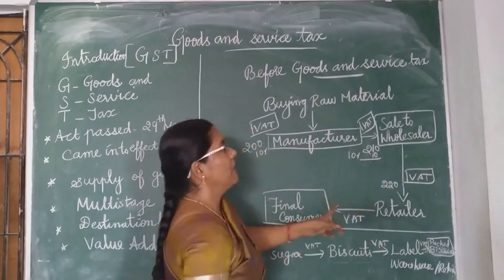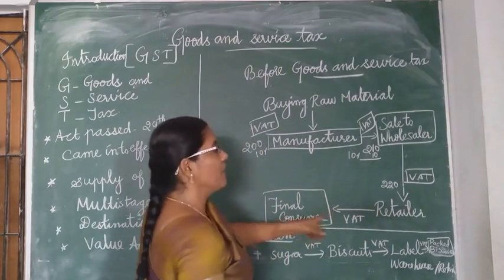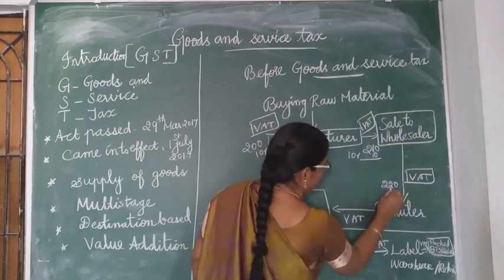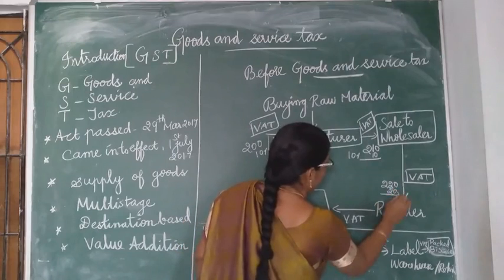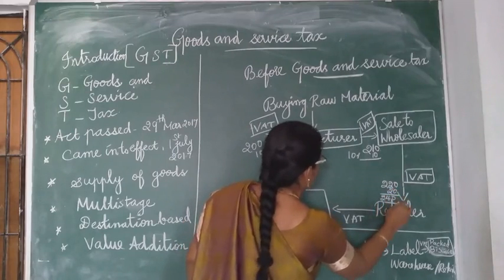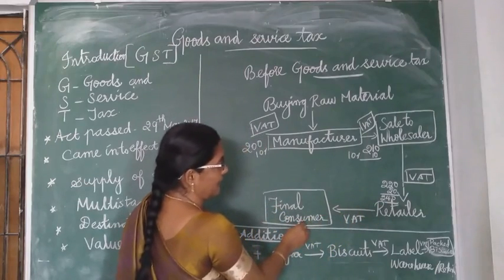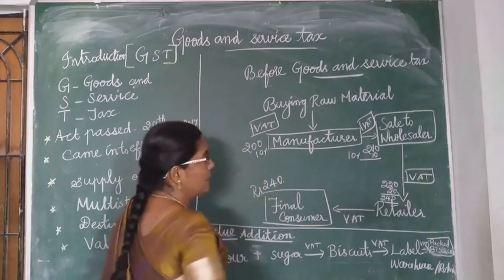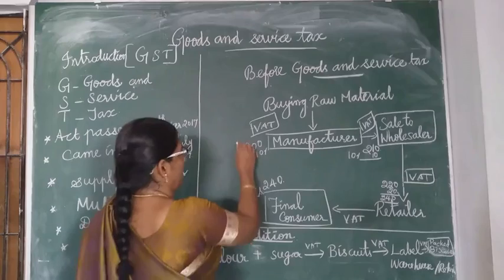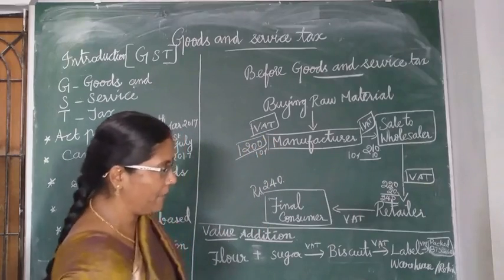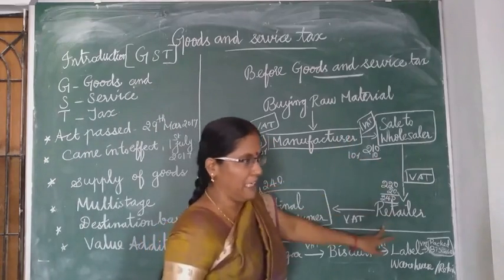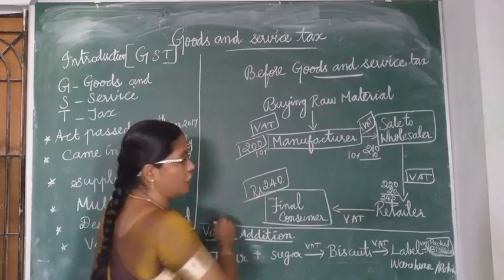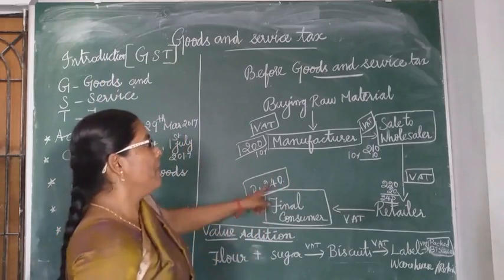At last, the retailer sells the goods, again adding 10%. 10% means 20 rupees, so 240 rupees, isn't it? So at last the retailer sells the goods to the consumer finally at 240 rupees. Here the cost of the goods is 200. So while crossing all these stages, for the end consumer, how much are we paying for the goods before the regime of GST? 40 rupees extra.